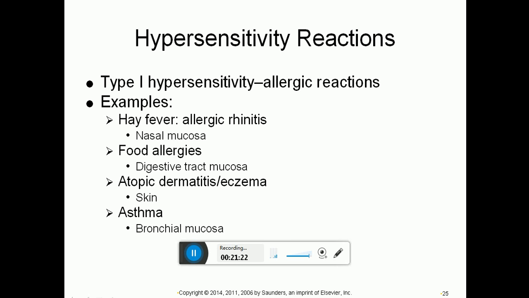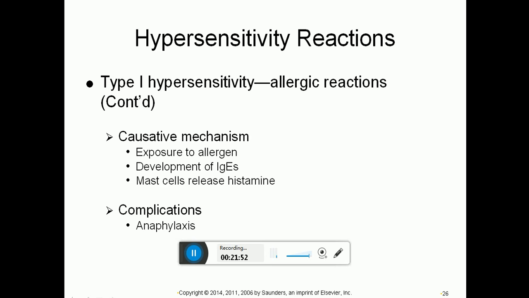Now we're going to talk about the hypersensitivity reactions that the immune system can do. We have 4 kinds of them. The type 1 hypersensitivity is our simple allergic reaction. For example, hay fever, also known as allergic rhinitis, food allergies, asthma, eczema, or atopic dermatitis that we talked about when we were talking about the skin chapter. All of these are examples of type 1 hypersensitivity reactions.